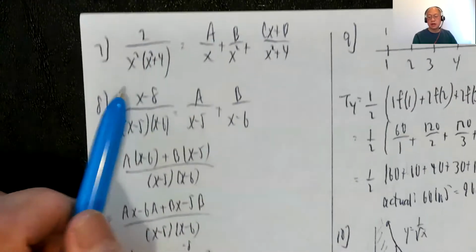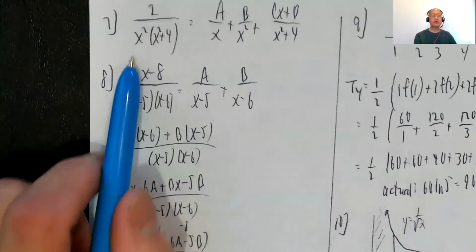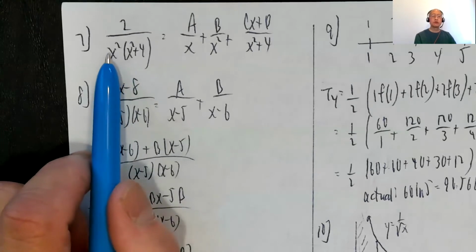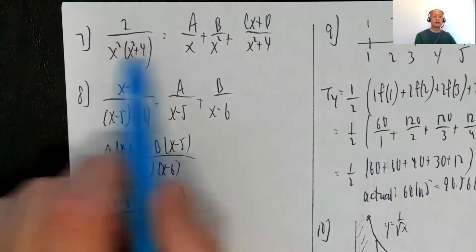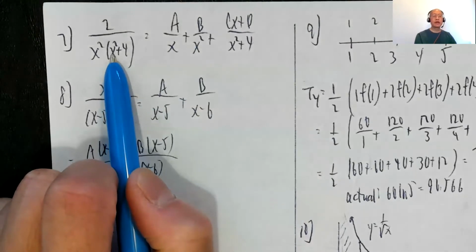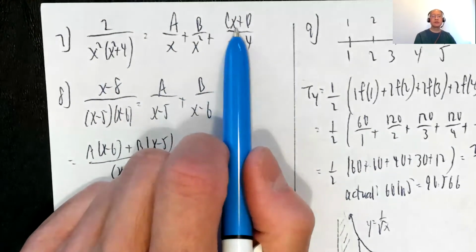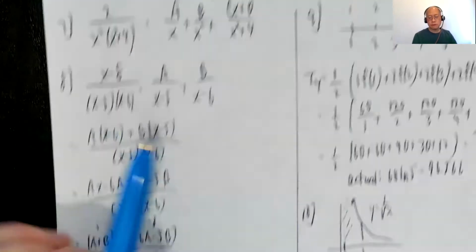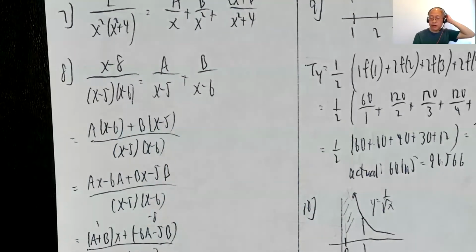Number 7. Okay, the denominator factors into x squared times x squared plus 4. So you have a repeated linear factor: a over x, b over x squared, and x squared plus 4 being an irreducible quadratic, cx plus d over x squared plus 4. Number 8, do the partial fractions.